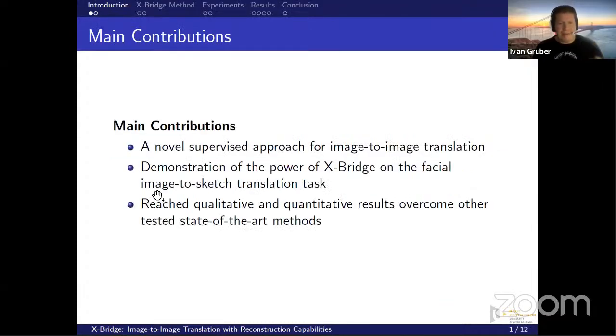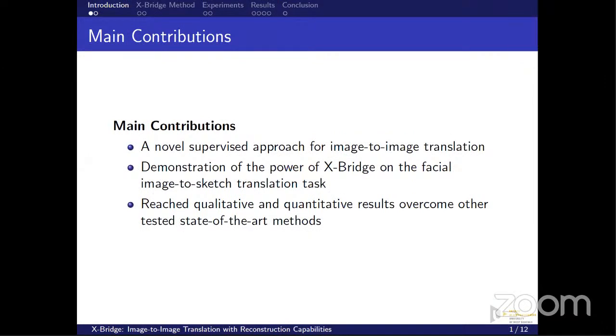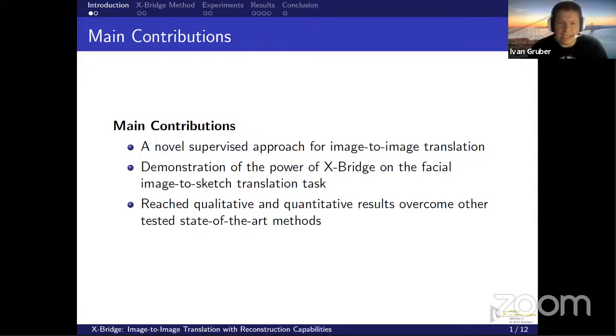Firstly, I would like to briefly talk about the main contributions of our paper. We presented a novel supervised approach for image-to-image translation called X-Bridge, and we demonstrated the power of this new approach on a hard facial image-to-sketch translation task. We also reached qualitative and quantitative results which overcome other tested state-of-the-art methods.